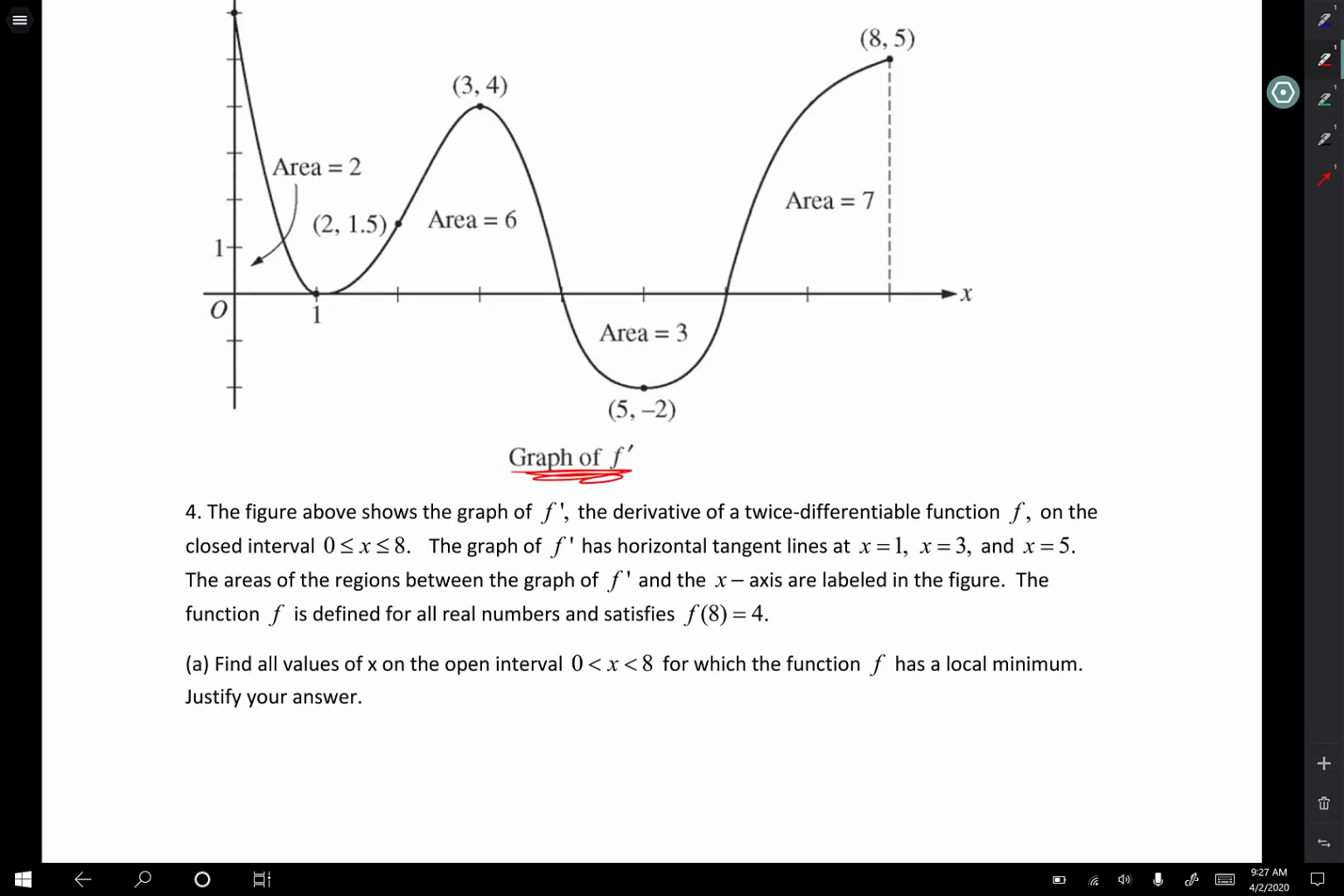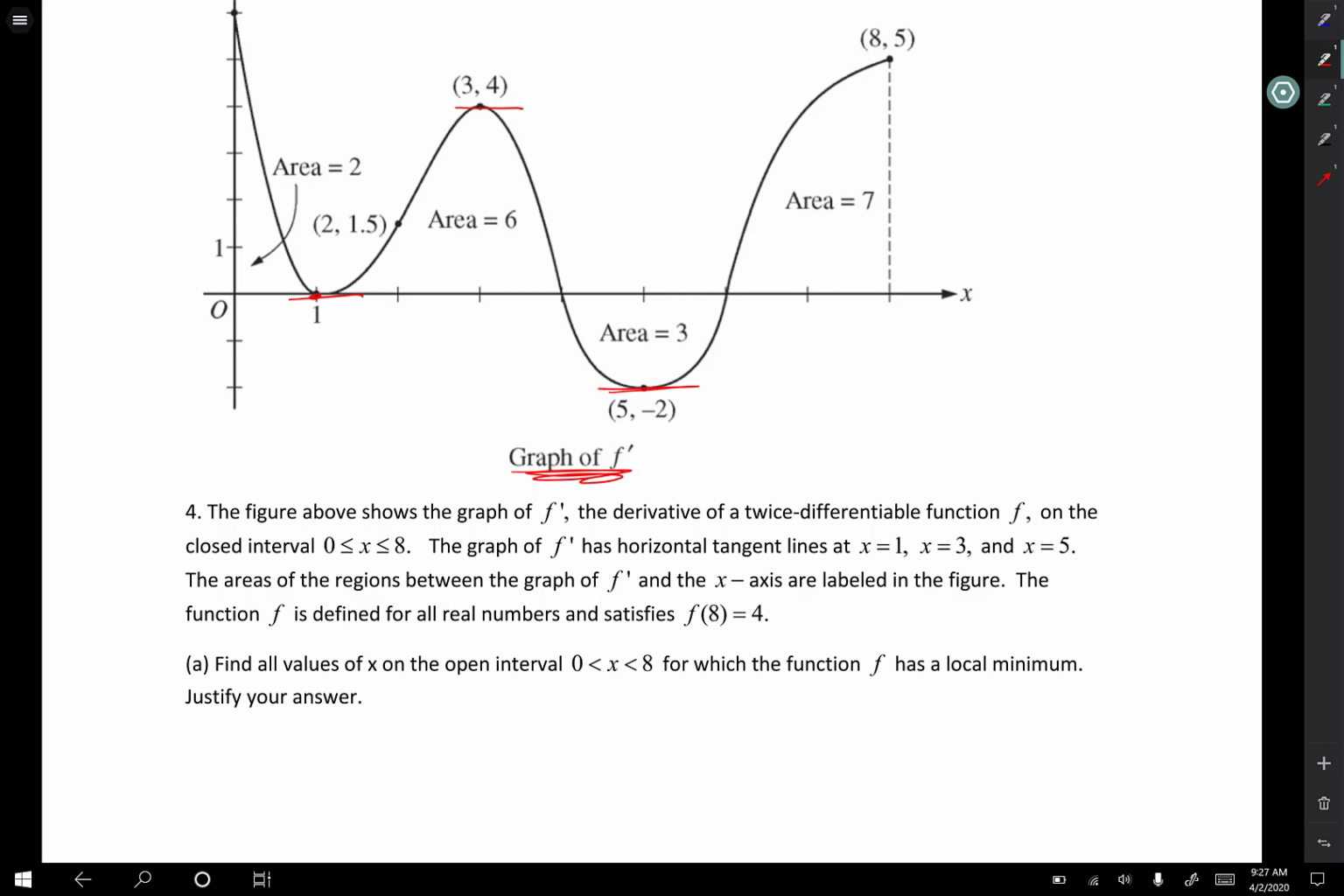The figure above shows a graph of f prime, the derivative of a twice differentiable function f, on the closed interval 0 to 8. The graph of f prime has a horizontal tangent at x equals 1. Okay, horizontal tangent. x equals 3. And x equals 5. Okay, I can see that. That's where f prime has horizontal tangents. The areas of the regions between the graph of f prime and the x-axis are labeled in the figure. Okay, so there's the areas.